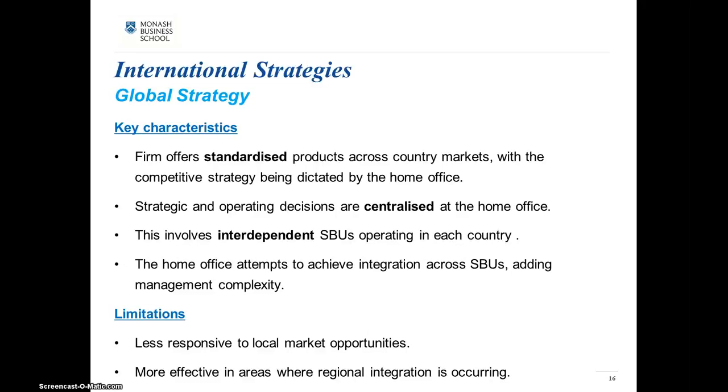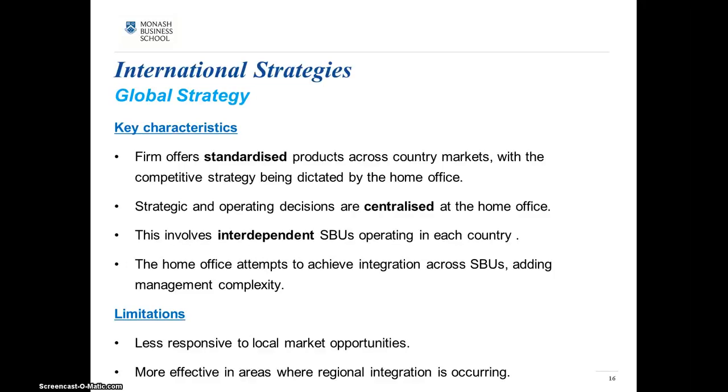First of all, you're usually much less responsive to the local market opportunities if you adopt the whole approach of basically saying, well, we're going to offer the same product all over the world. We don't care if there are any even slight differences in terms of what people want from one country to another. It makes it much more difficult for you to achieve those local market opportunities.